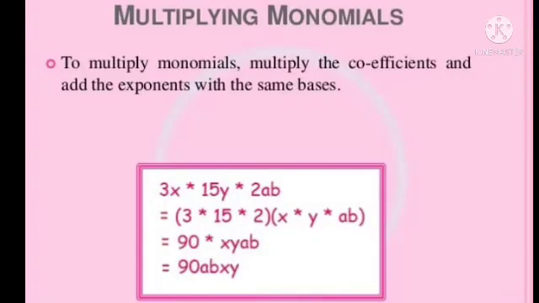Multiplying monomials. To multiply monomials, multiply the coefficients and add the exponents with the same base. Example, 3x multiplied by 15y multiplied by 2ab is equal to, in the bracket, 3 multiplied by 15 multiplied by 2, close the bracket, again in the bracket, x multiplied by y multiplied by ab, close the bracket, is equal to 90 multiplied by xyab. So it is equal to 90abxy.